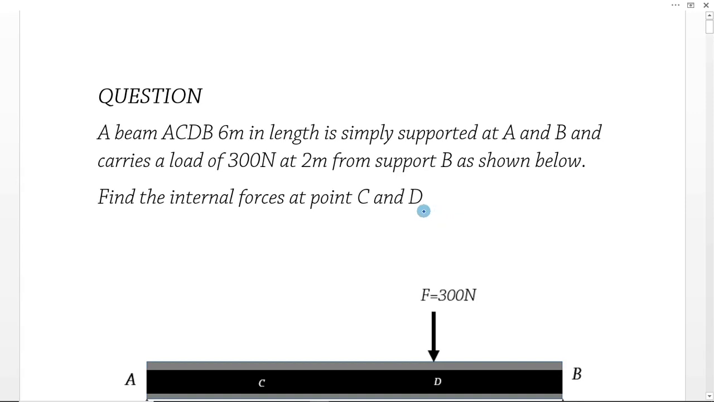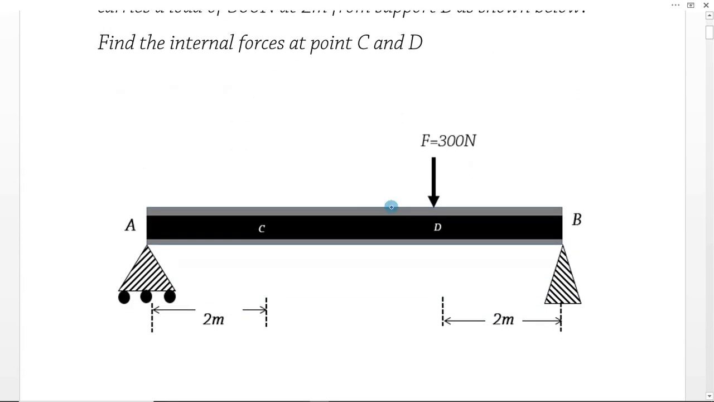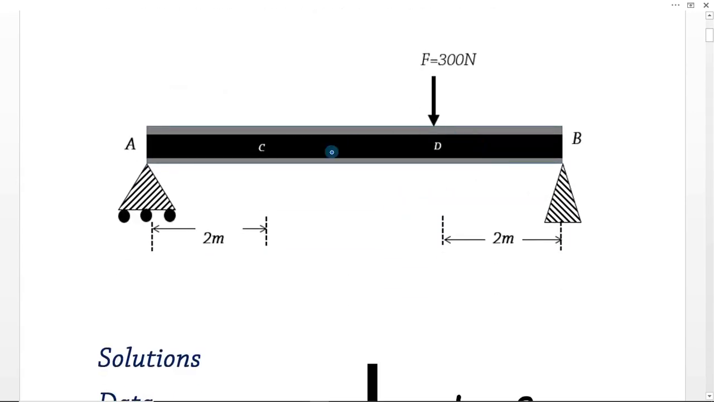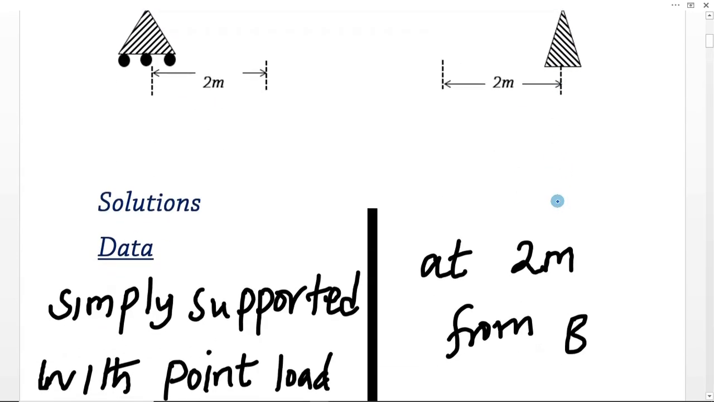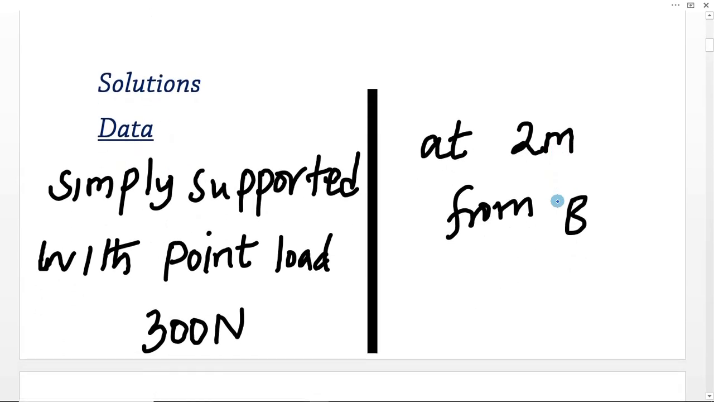We are required to calculate the internal forces, that is the shear force, bending moment, and axial forces at points C and D. This is the simply supported beam, and we can see this is a roller support. This is a pin, can be taken to be a pin jointed support, and this is a beam that has a point load of 300 newtons at 2 meters from support B. Now let us look at the solution to this particular problem.